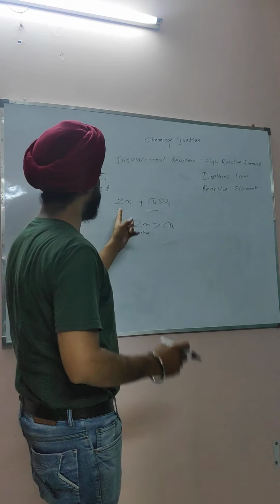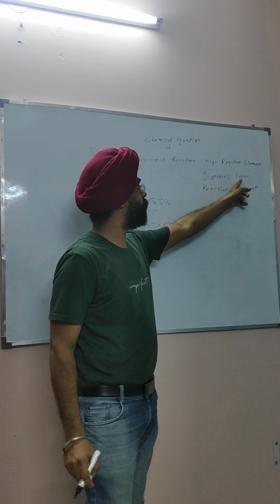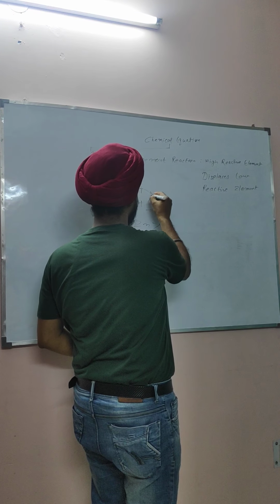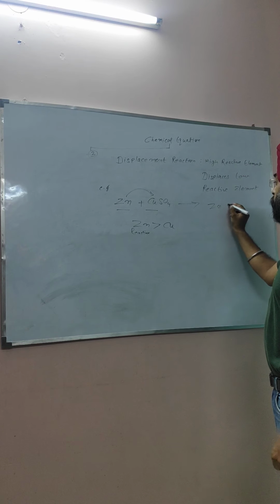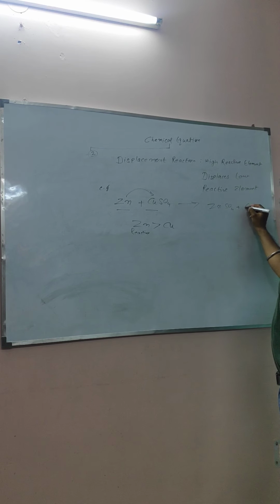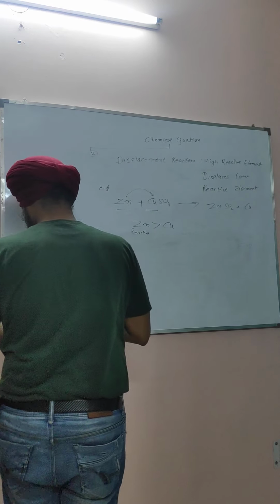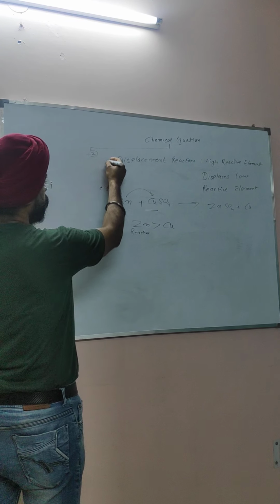So this zinc element is the more reactive element, so it is going to displace the low reactive element, which is copper. Zinc will come in the place of copper, and this reaction becomes zinc sulfate plus copper is released. Zinc sulfate and copper. So this is the type of displacement reaction.